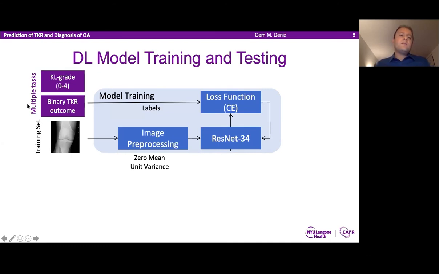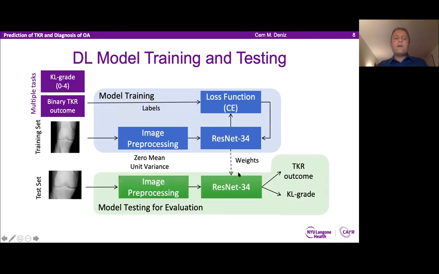And we had multiple tasks. As you remember, our primary aim was to define binary total knee replacement outcome within 9 years. And the secondary aim was to predict the KL grade of these images. So these will provide labels to a loss function, which is the cross entropy in our case. And we trained this model, updating the model weights. Once we finish the model training, we use those weights in the test set and evaluate our model's performance.